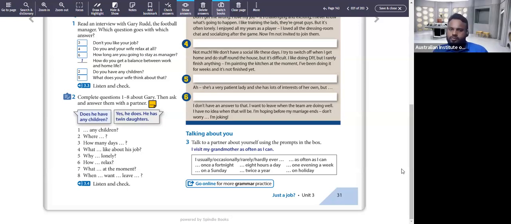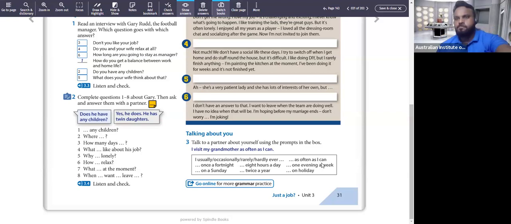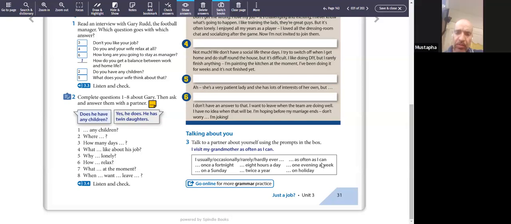Okay, good. What do you do occasionally? I want you to make sentences using all the words here, one by one, and I want you to see how you use them. I visit my friend as often as I can. Okay, yeah. I go to cinema one evening a week.